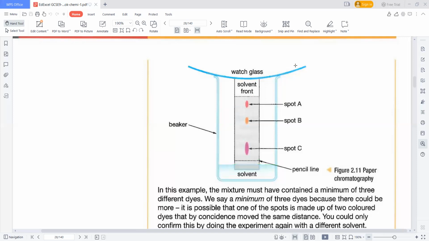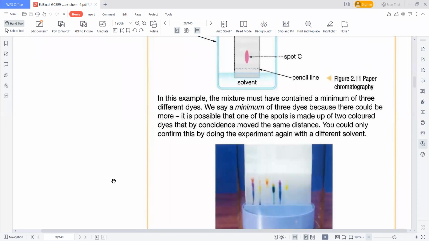Okay. Now we have closed this lid. Why is this watch glass being closed? Because we do not want water or impurities to enter. Once we see that the solvent is going upward, we can remove this paper. We will let it dry to let the solvent evaporate. Once the solvent evaporates, we will check how much distance is covered by the substance.